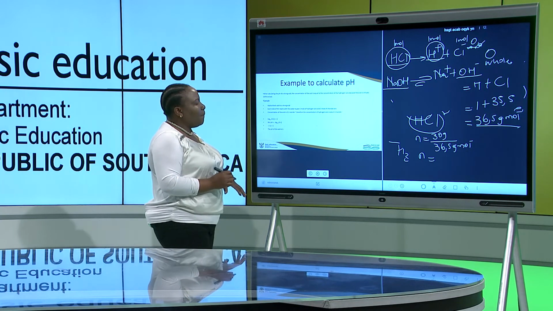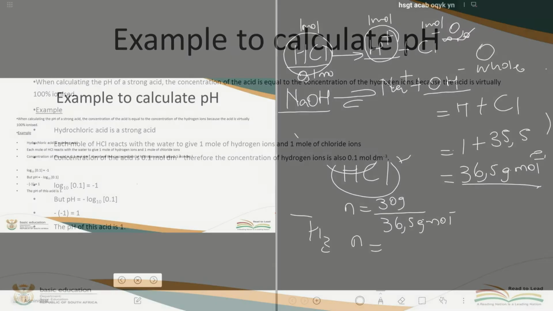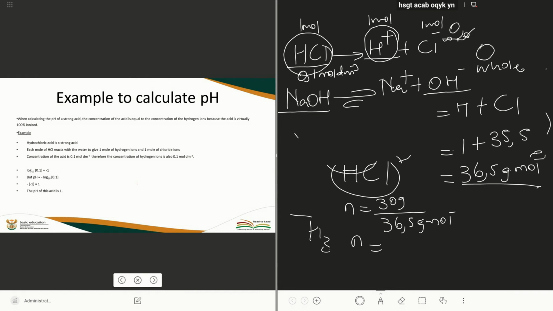Now, when you look at the example here, hydrochloric acid is a very strong acid. So if you are told to calculate the pH and you are given the concentration of hydrochloric acid as 0.1 mole per decimeter cube, you already know that if the concentration of hydrochloric acid is 0.1 mole per decimeter cube, that means the concentration of hydrogen ion is also 0.1 mole per decimeter cube. This I will always emphasize. This is possible only when you are aware that that acid is a strong acid.